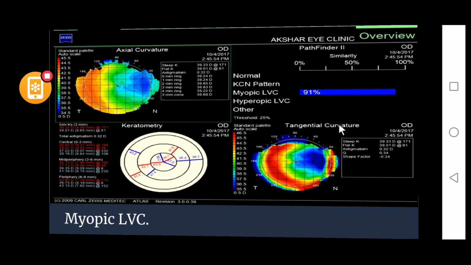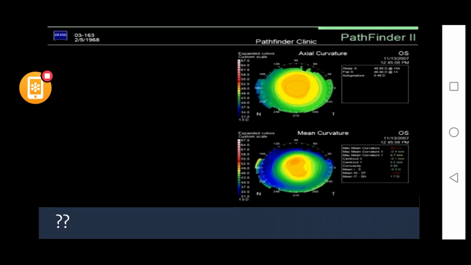Now for this one, I really need a volunteer to say what pattern this could be. Anyone, please. The steep K in this is showing 48.96 or somewhere around that, and the flat K is somewhere around 46. So can someone please say what could be a probable case? Just drop in your differential diagnosis, please. Anyone?